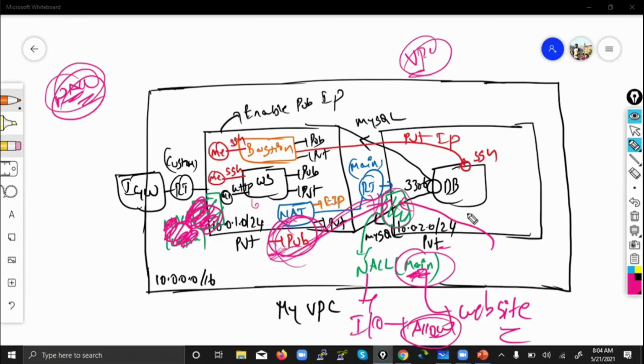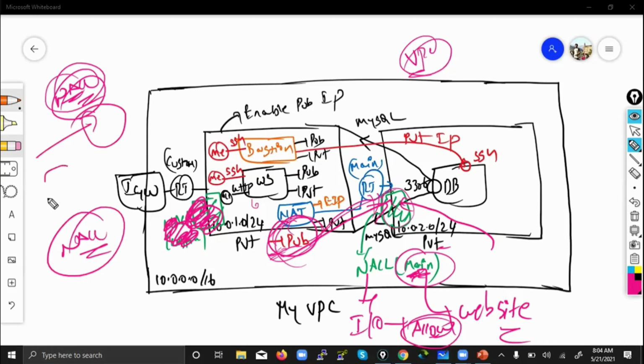So the basic thing they are saying is that definitely every subnet should be attached to a NACL. That is for sure, no doubt in that. If you attach manually by creating a custom NACL, it will be attached to that custom NACL. But if you have created subnets and don't explicitly associate them with any custom NACL, automatically they will be attached to the main NACL.